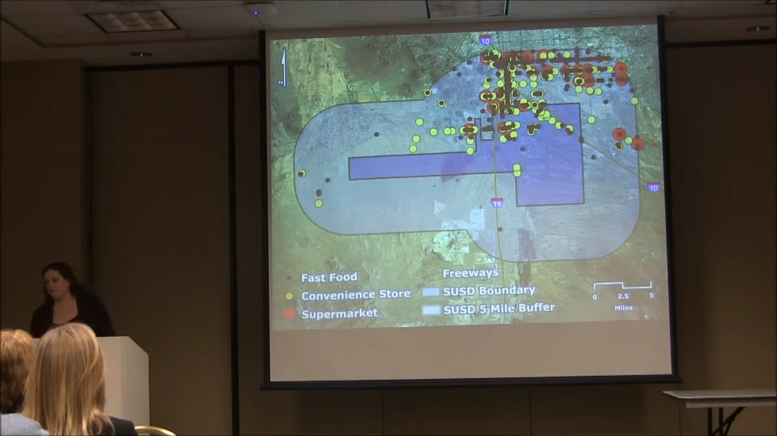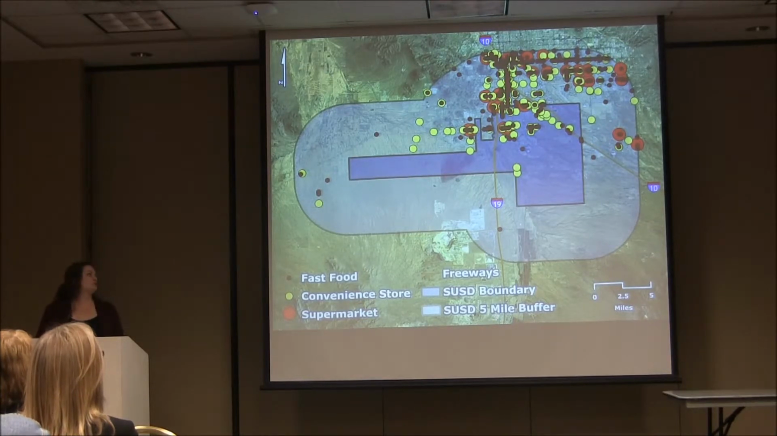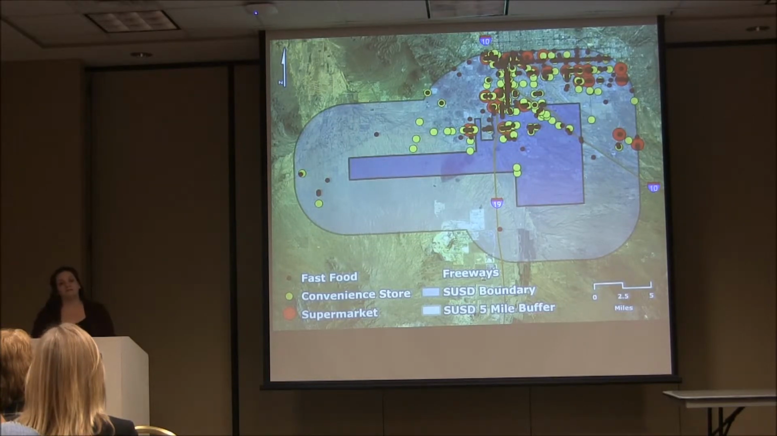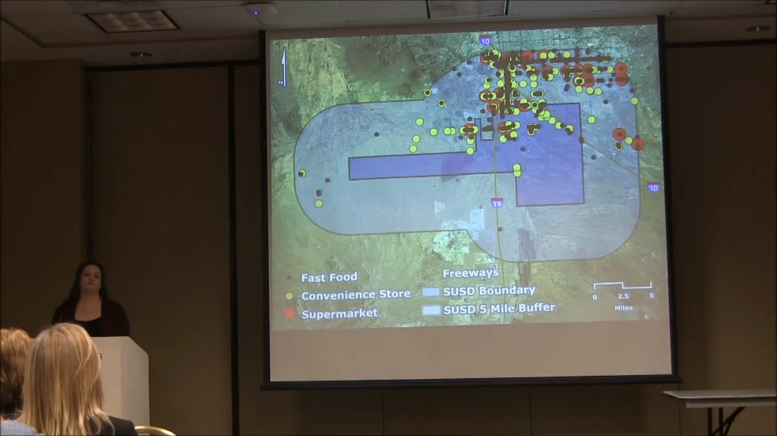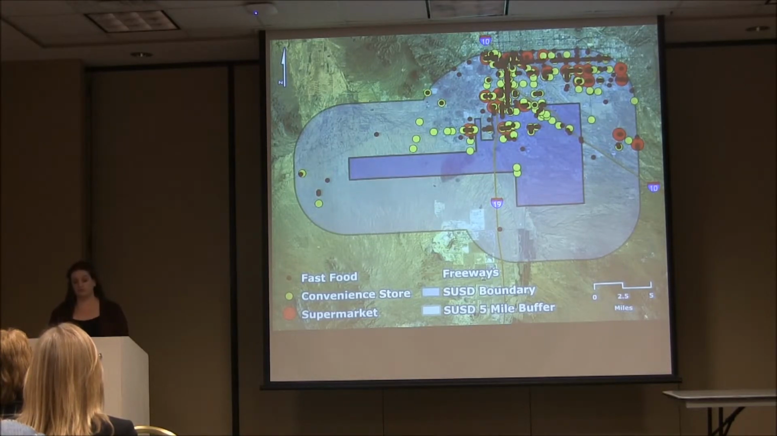And this is just an example of how the features were incorporated into this 5-mile buffer. So anything within the school district boundary or this 5-mile buffer was included. Shown here are all the fast food locations, all the convenience stores, and the supermarkets, and similar maps were done for parks, bus routes, and bike stops as well. And just to note that in this area, there were about 700 fast food and convenience stores compared to about 29 or 30 grocery stores.